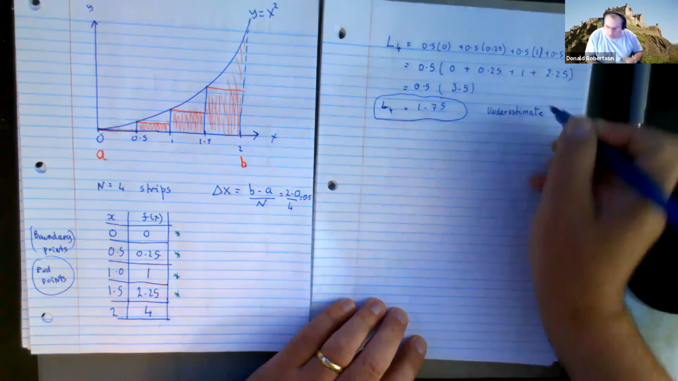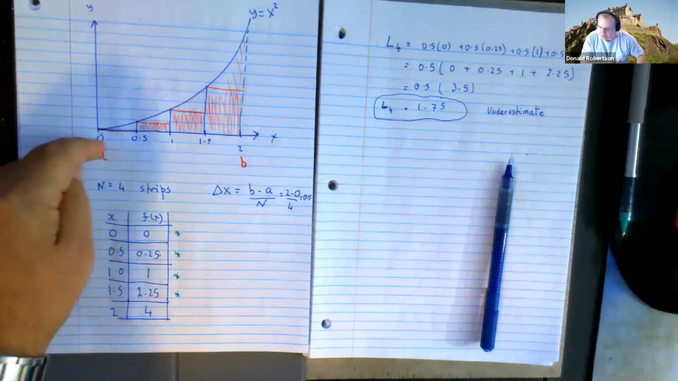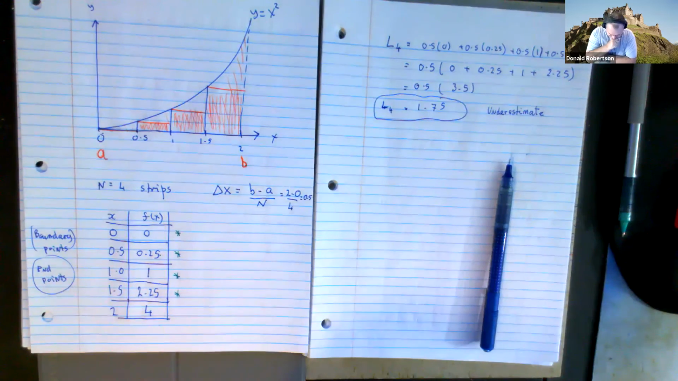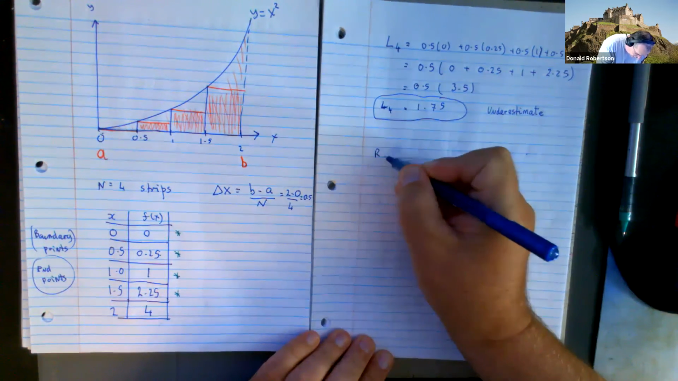Very often, if you draw the thing or put it on your calculator and look at it, you can see whether something's going to be an underestimate or an overestimate. But you can also tell, because this function is increasing, that that's what we're going to get. Now I'm going to do the other choice.